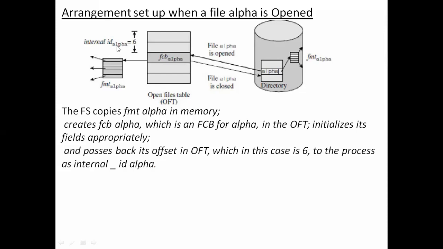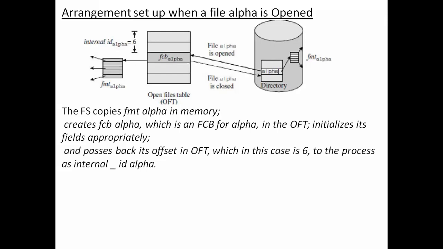So this ID is passed back to the process, as you can see here. Upon opening the file, this ID will be passed back to the process, where the process can make use of this particular ID as a parameter for all its future operations. The above figure is showing that.